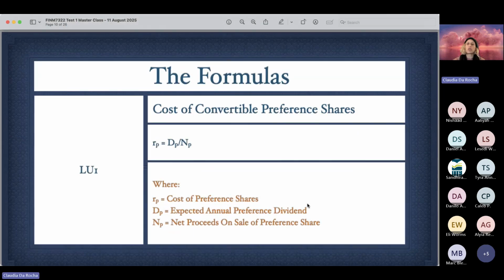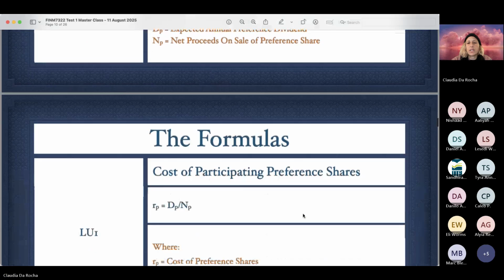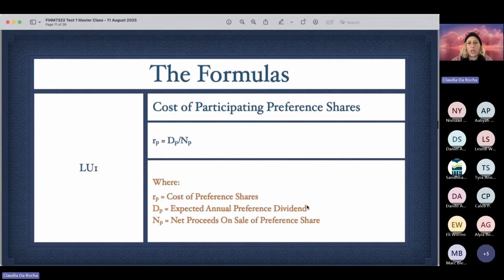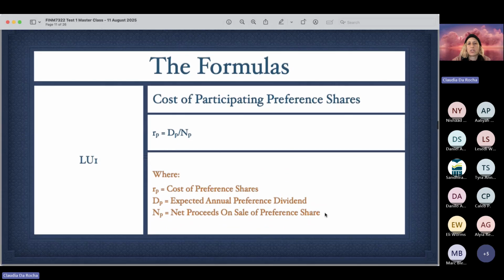Then we have cost of convertible preference shares. These are shares that convert into another instrument. The formula is the same, there is no difference. It's just in the way you would calculate your preference shares, because you would need to take into account what their value would be if they were to convert. Then we have the cost of participating preference shares. Participating preference shares are where you now have voting rights, and the formula again is the same, it has not changed.